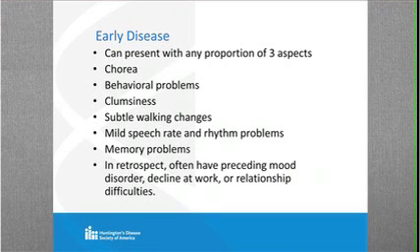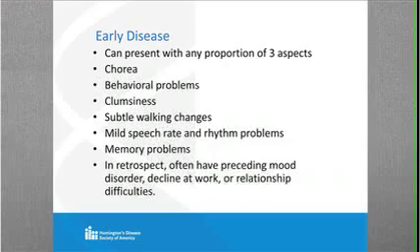They're just not using their hands the way they used to. They can notice subtle walking changes, which goes along with clumsiness as well. There can be mild speech rate and rhythm issues, and this is where you can actually pick up someone's diagnosis over the phone before you've even met them. They can have subtle memory problems, and again, this isn't necessarily cortically based. Information isn't getting in and out, but it's taking a lot longer to get in and out. And often when people are diagnosed, in retrospect, they notice that there was a preceding mood disorder, or a decline at work, or there were relationship difficulties.